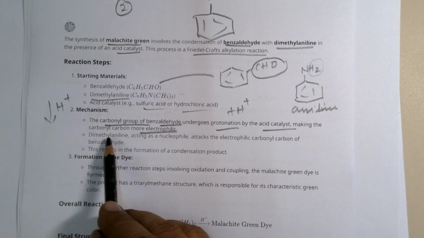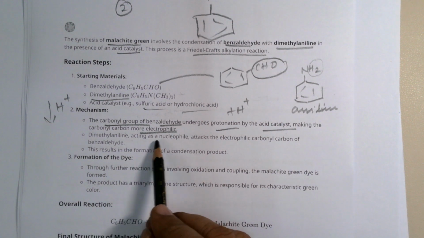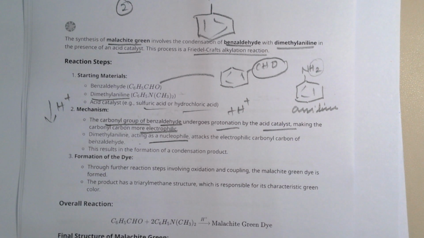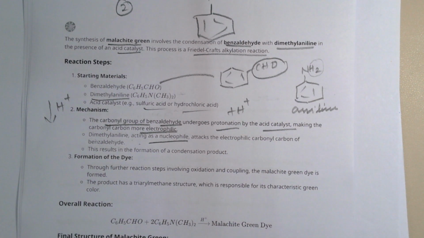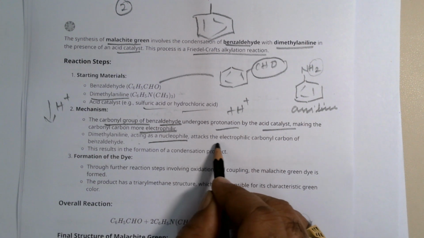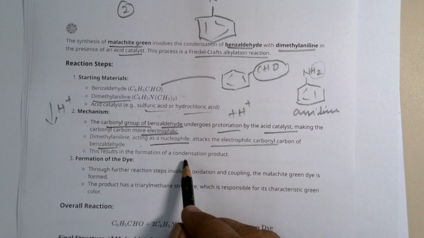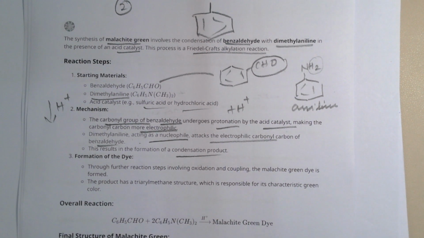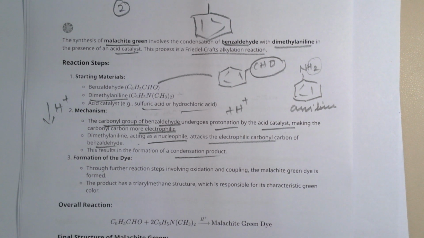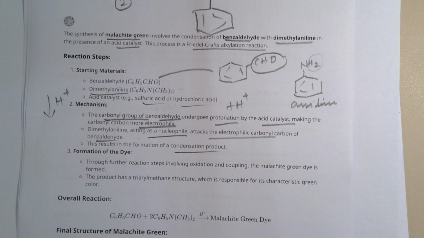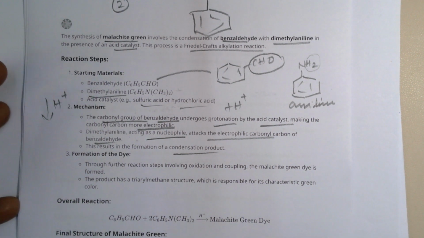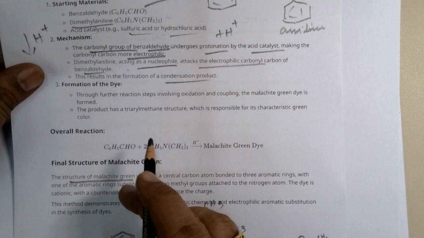Then dimethyl aniline. So we have got this dimethyl aniline. This acts as a nucleophile. Nucleophile means what? This is an electron rich center, and that goes in search of a carbonium ion, that is a carbocation, a positive center, and thereby it attacks the electrophilic carbonyl carbon of the benzaldehyde. So the result is the condensation product. Condensation means some neutral molecule like water or ammonia is removed. Such a reaction accompanied by the removal of a neutral molecule can be called condensation. Okay. So such condensation takes place here.